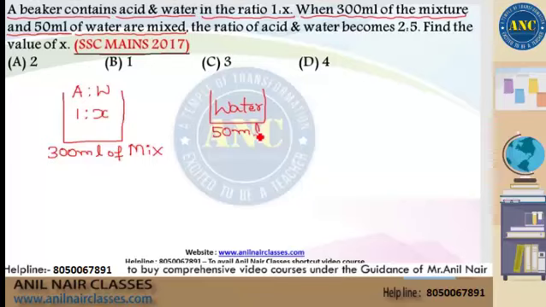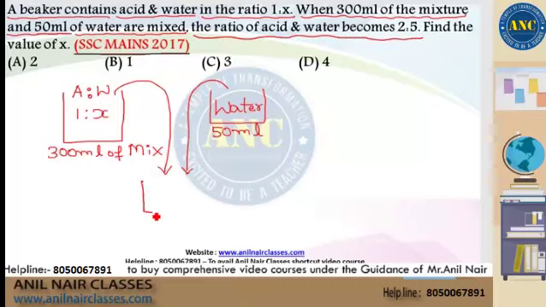The question says, when 300 ml of mixture of this first vessel and 50 ml of pure water from the second vessel are mixed together, then the ratio of acid and water becomes 2:5. There is another vessel. In this new vessel, the acid and water ratio becomes 2:5. Find the value of x is your question. If this ratio has to become 2:5 in the new mixture, in vessel C for example, what should be the value of x? What is this x value? This is your original question which came in SSC Mains 2017. The same question whatever we have got, we are trying to solve here.